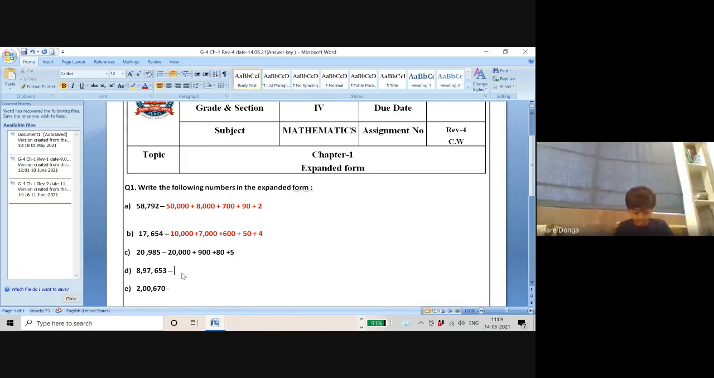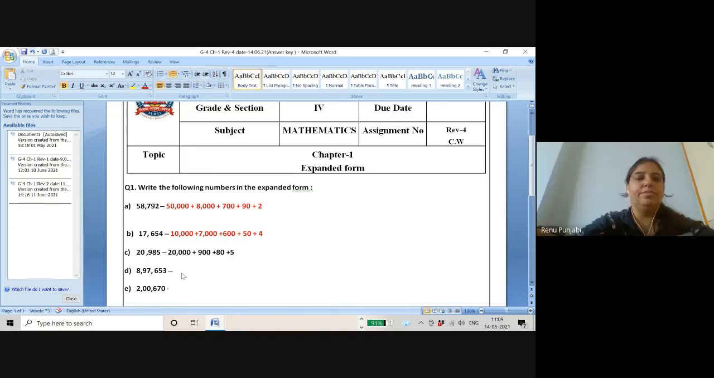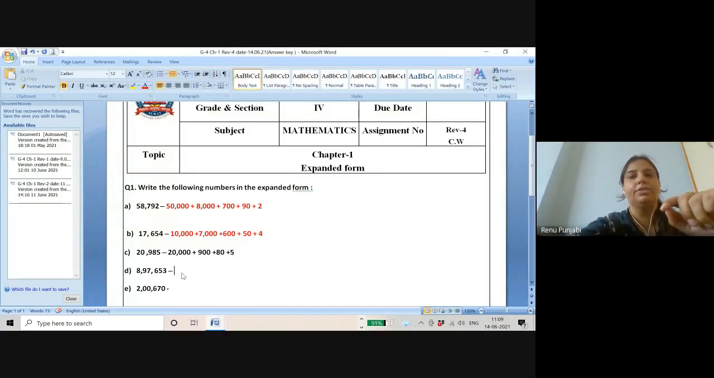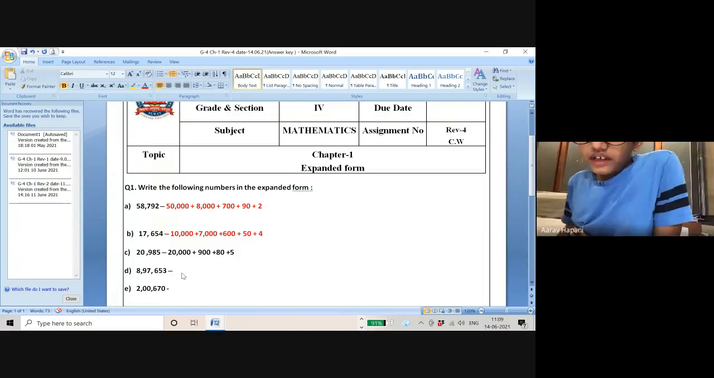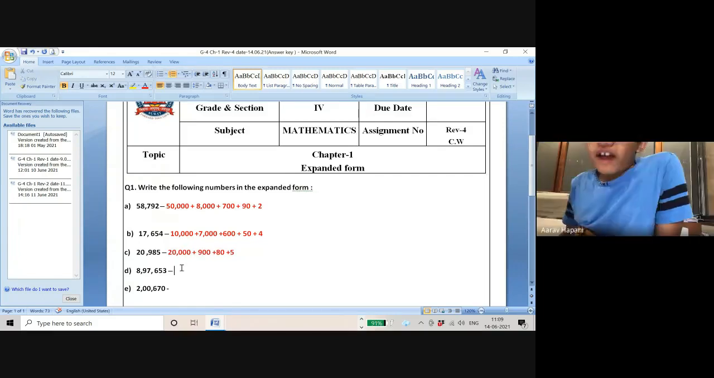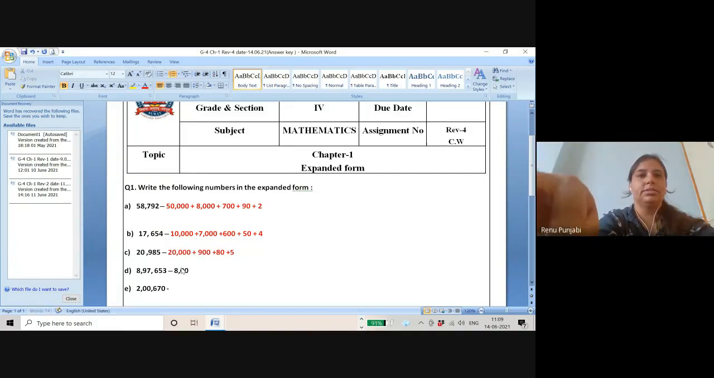Next, Arav Hapani. Give me the answer. Mute yourself, other students. Only Arav Hapani's mic should be on. Tell me the answer of this one. 8 lakh. Wait a minute. How will I write 8 lakh? How many zeros will come in 8 lakh? 5. Yes. Eight lakh. What will come after 8 lakh? Plus. What will come next?